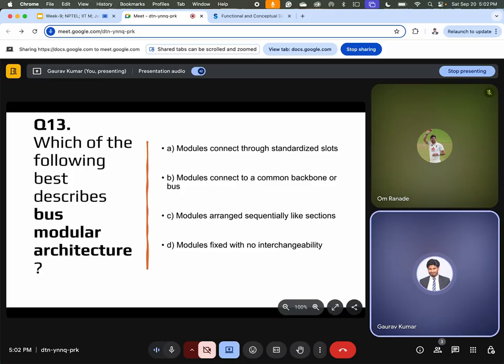So compared with slot modularity, which requires dedicated slot interfaces, and sectional modularity, which arranges modules sequentially, bus modularity provides a more flexible and standardized system. So fixed unshared designs do not allow this level of interchangeability. So the effectiveness of bus modularity lies in its ability to simplify connections while supporting variety and scalability, making it highly valuable in electronics and automotive systems. Okay.